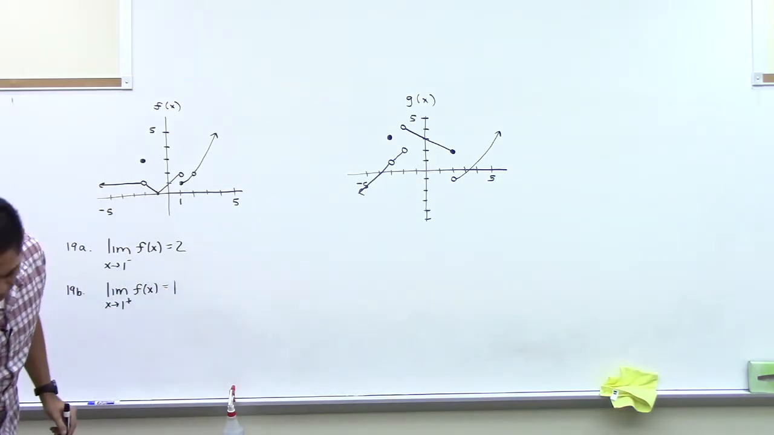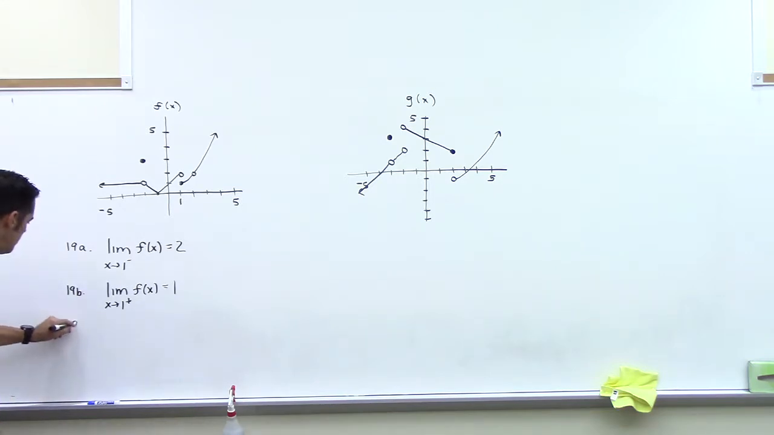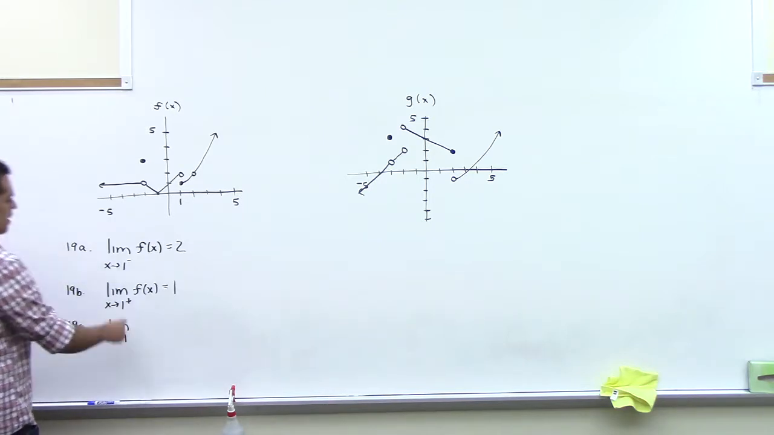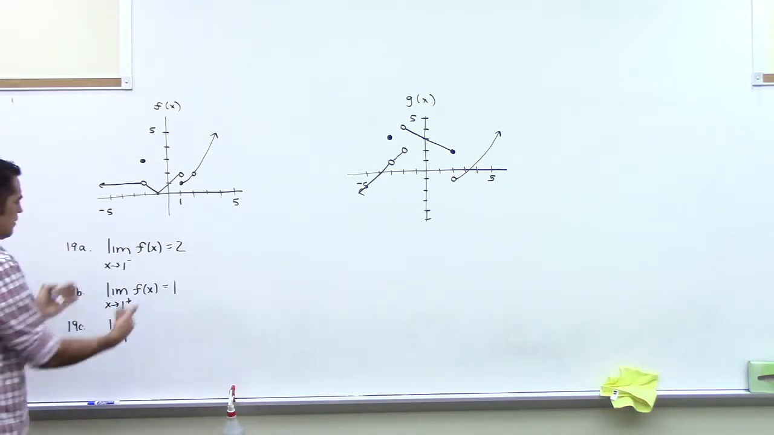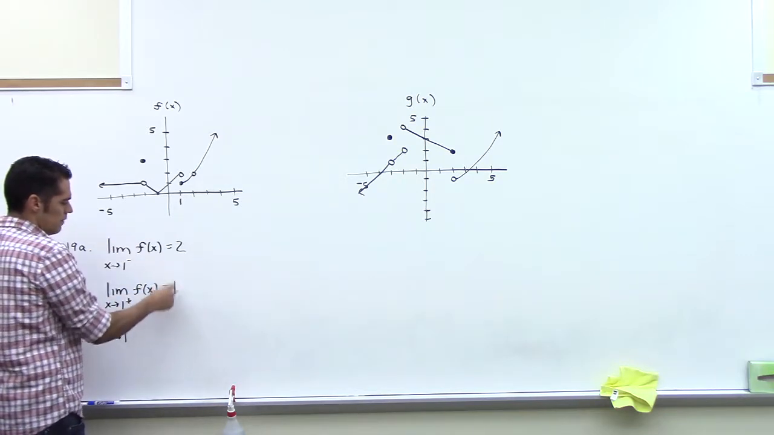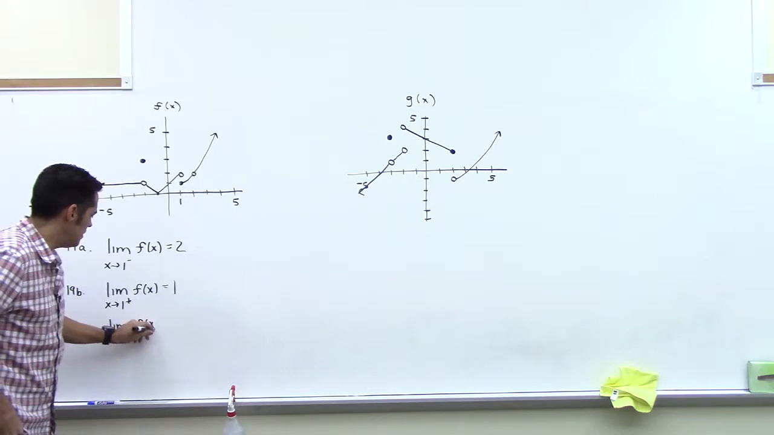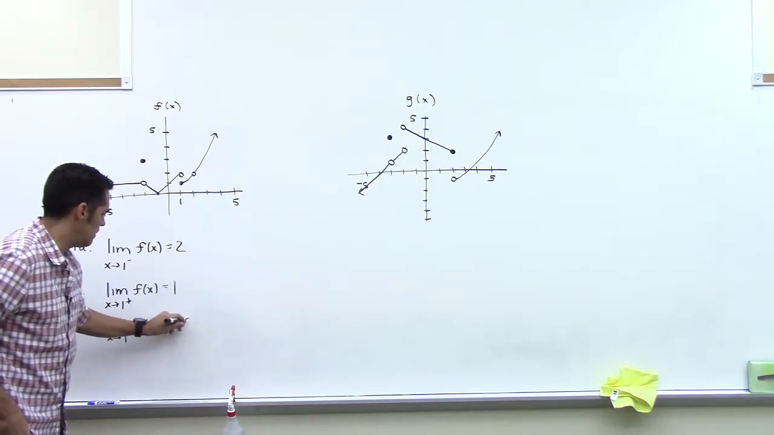So for part C, it asks, well then, what is the limit as x approaches 1? If you don't put plus or minus, that means you have to check both sides. Now we've already done that, and we notice that we get two different answers. If we get two different answers, then we say that this limit does not exist.